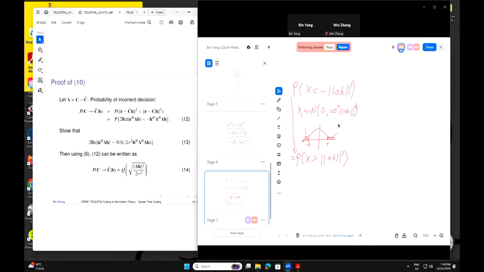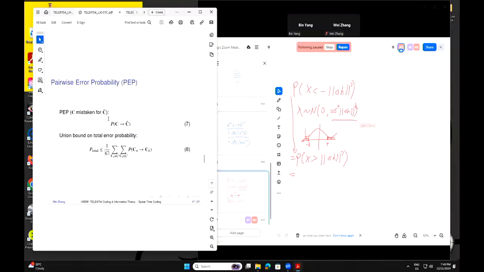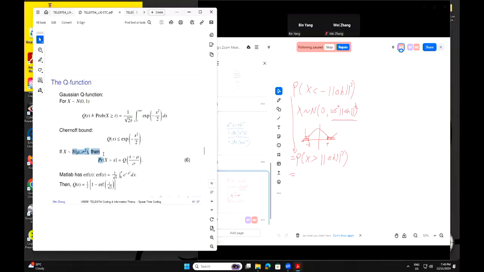So next, X is Gaussian distribution with 0 mean and this variance. And we need to remind you this is a Q function here. What's the probability larger than this value? We can use this property, right? This is a Q function, larger than threshold. What's the threshold? The threshold is delta H squared. That's also called a small x.